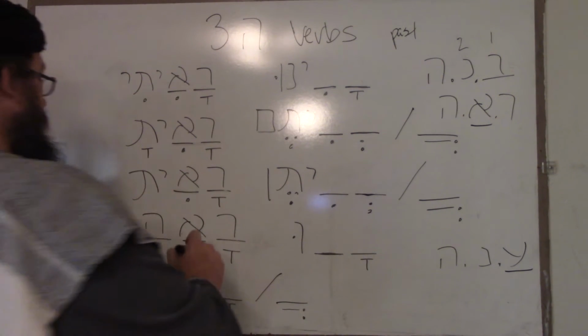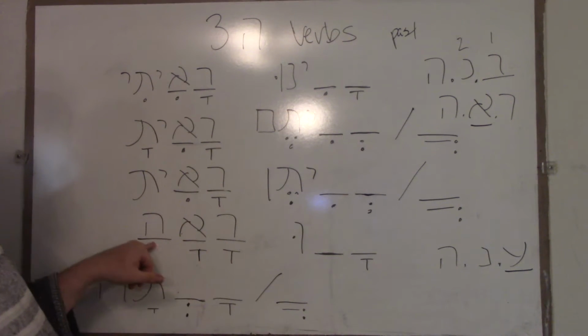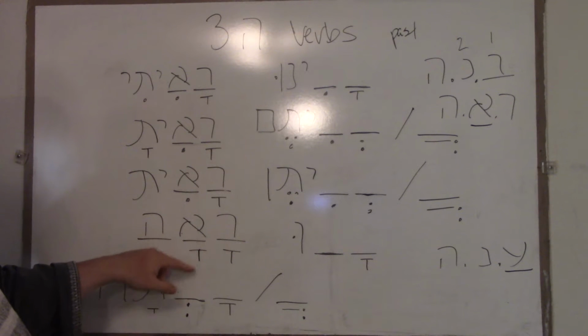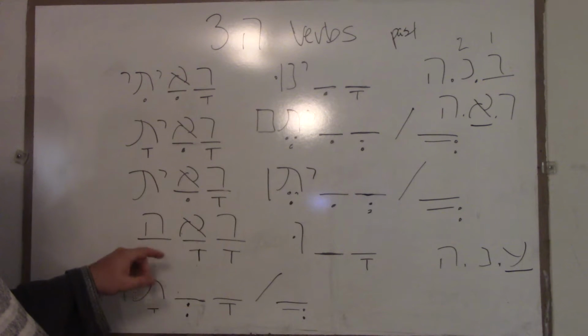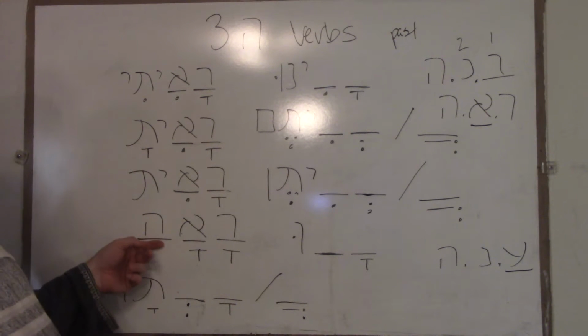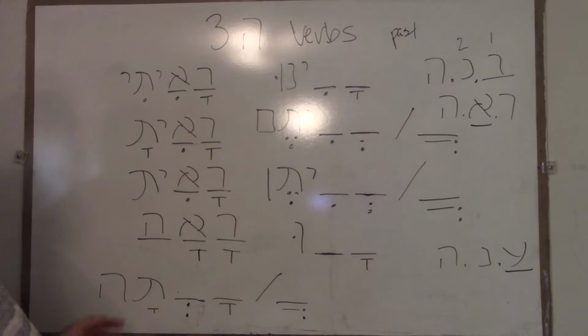So for the third hay, we're always going to see the kamatz is used because we have the aleph and we have the hay at the end. And that's what we're going to be utilizing specifically because of the hay, because the hay ending is going to absorb the sound of the vowel, and that's what we're putting here.